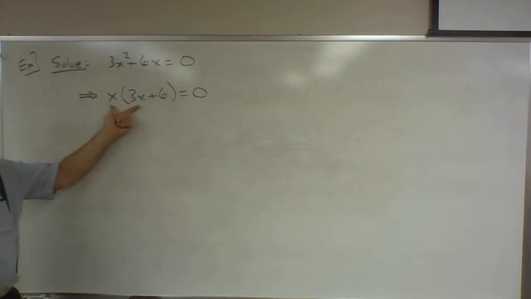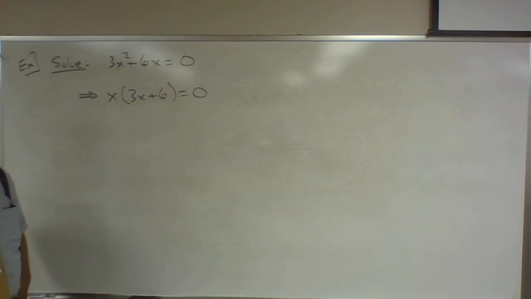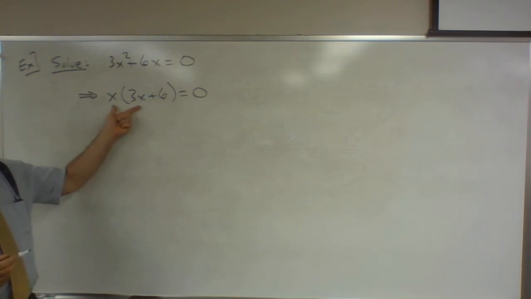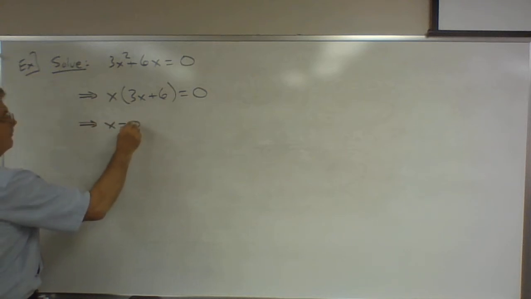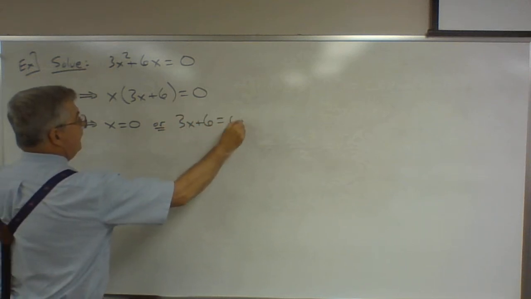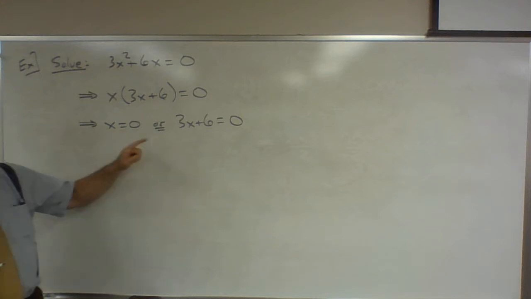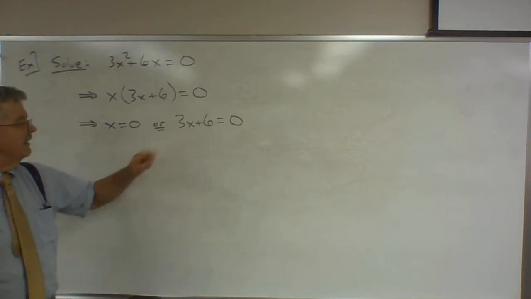Now we have a product on the left-hand side of the equation and a 0 on the right side of the equation. The zero factor property or the zero product property tells us that one of these factors has to be 0. In the first case, we know that x has to be 0. In the second case, we don't know what x has to be yet, so let's solve for x.